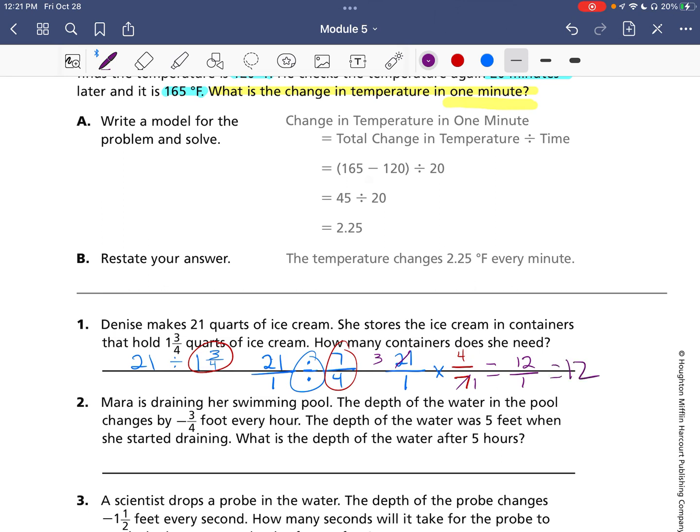Now, what is 12? What is that answering? What question? Put that into a sentence for me, and pause the video if you need to. Unpause when you think you have your answer. All right, so 12 is the answer of how many containers we need. She needs 12 containers to store all of this ice cream.